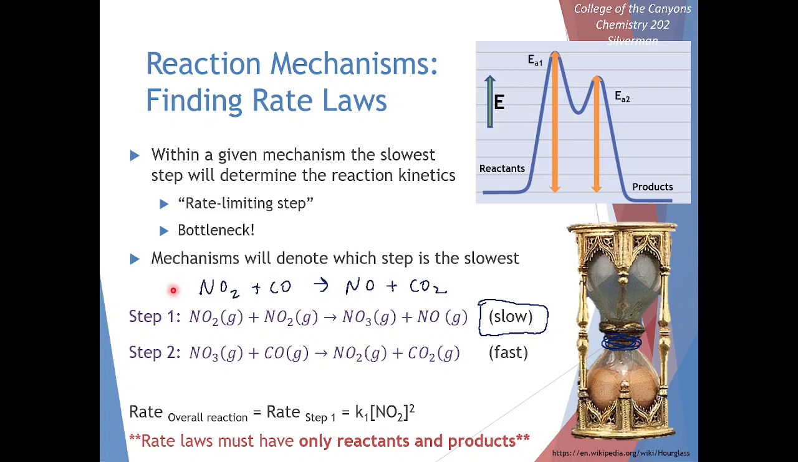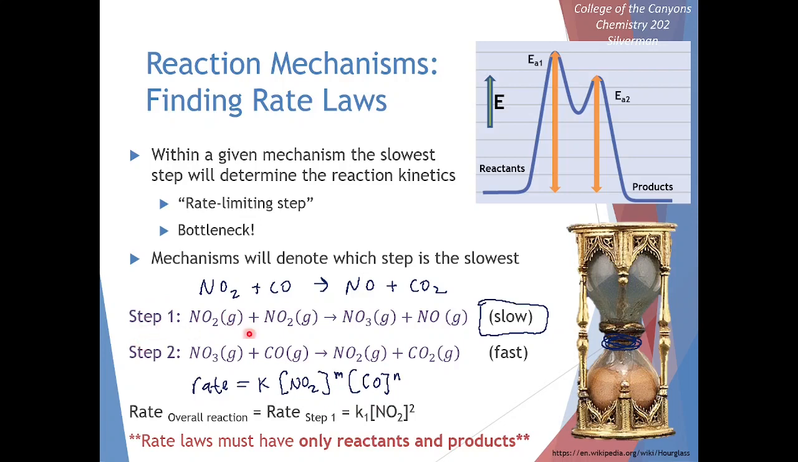A thing to note, we said our overall reaction was this. If that's the overall reaction, then our rate law has to be in the form that we would expect for that overall reaction. In other words, the rate law has to look like k times NO2 to some exponent times CO to some exponent. If we just had the overall reaction, we would not know what those exponents are.